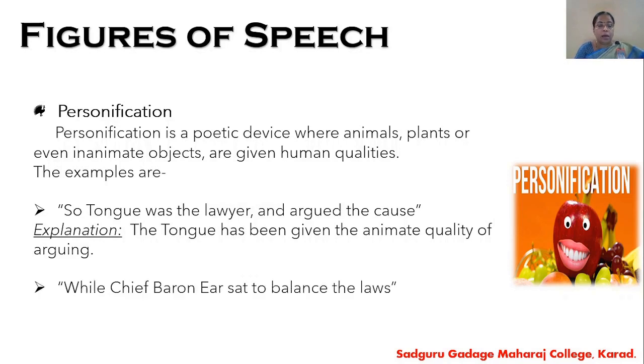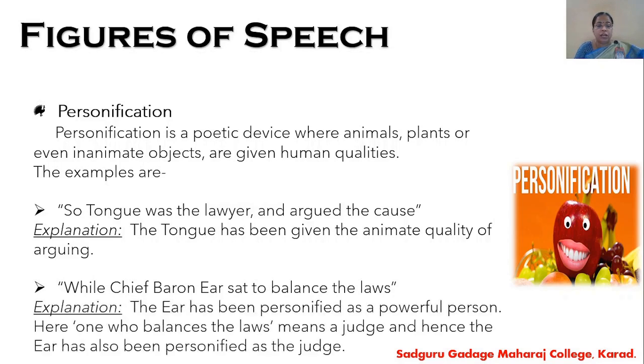Next example: while Chip Baron Ear sat to balance the laws. Explanation: the ear has been personified as a powerful person. Here, one who balances the laws means a judge, and hence the ear has also been personified as the judge.